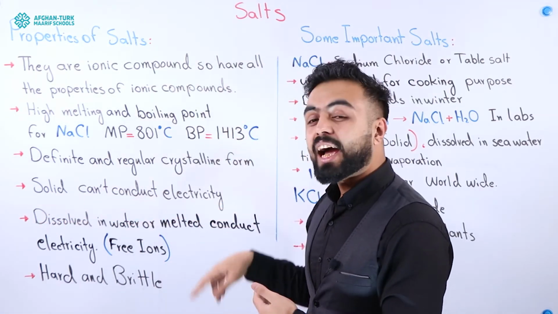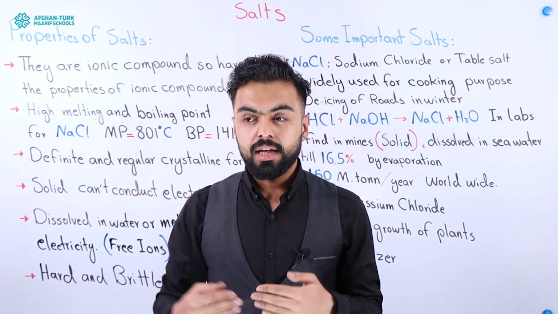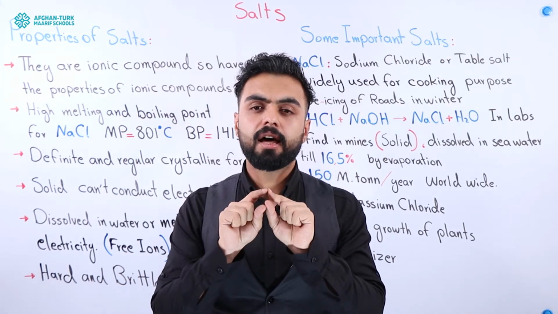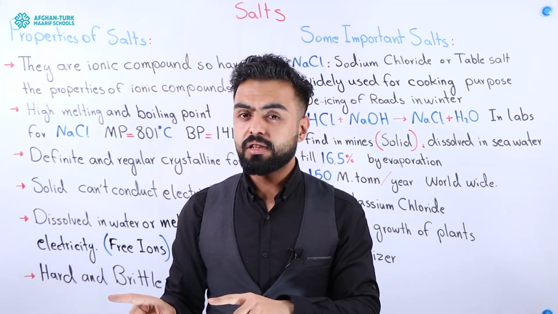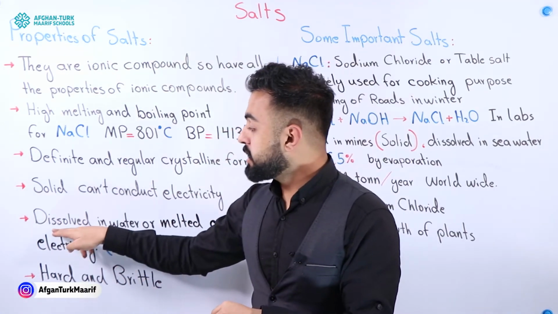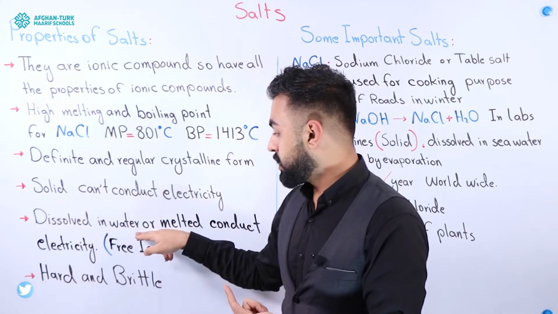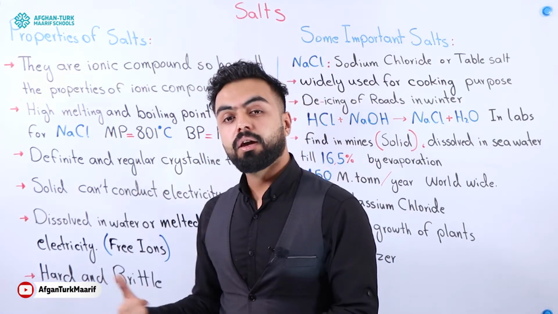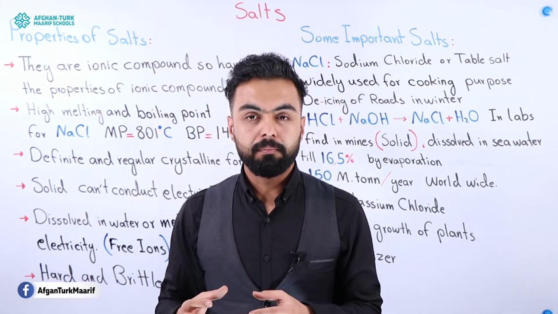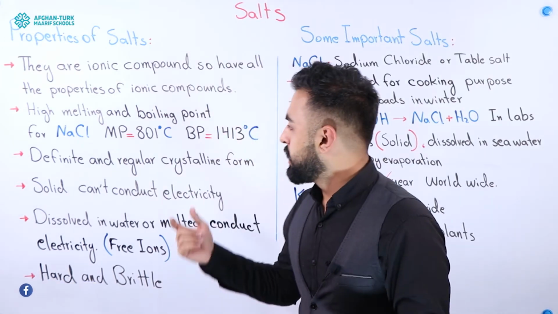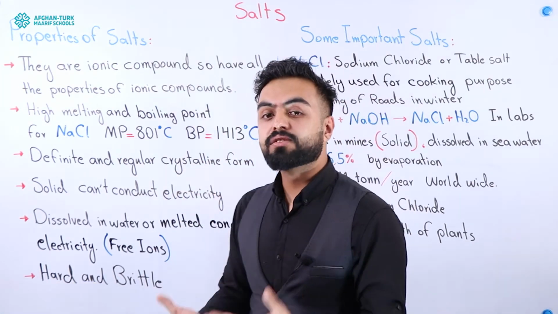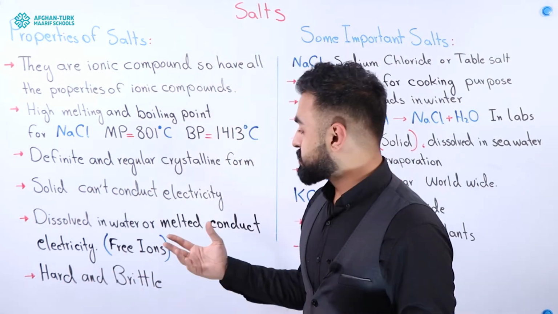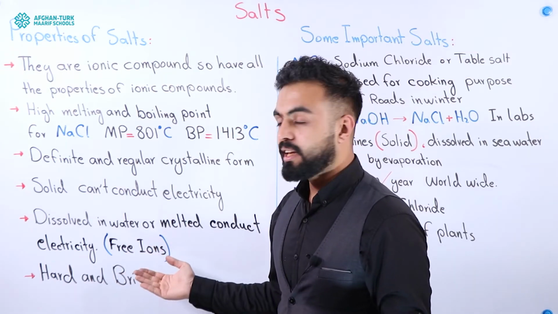Solids cannot conduct electricity. Why? Because every negative ion is surrounded by positive ions, so there is no way to conduct electricity. But when we dissolve them in water or melt them, they can conduct electricity because of the free ions. When we dissolve or melt them, the crystalline form is destroyed, so the ions are free to go anywhere they want. That's why they can conduct electricity.